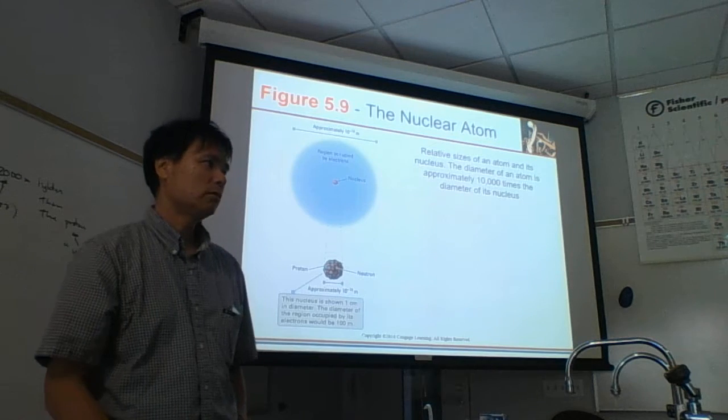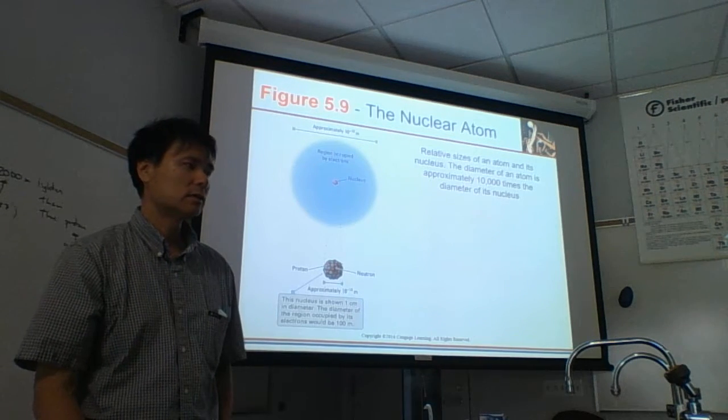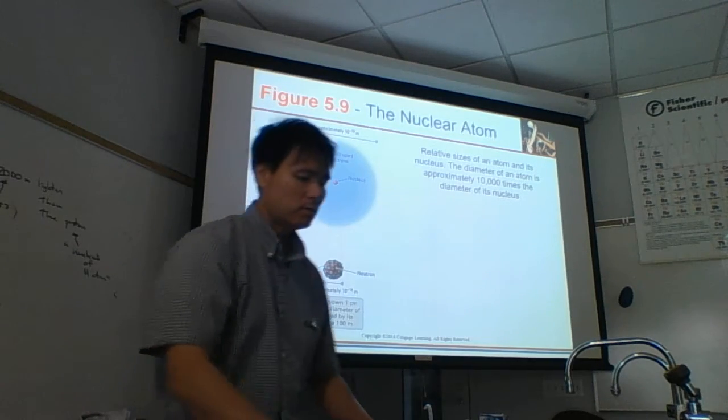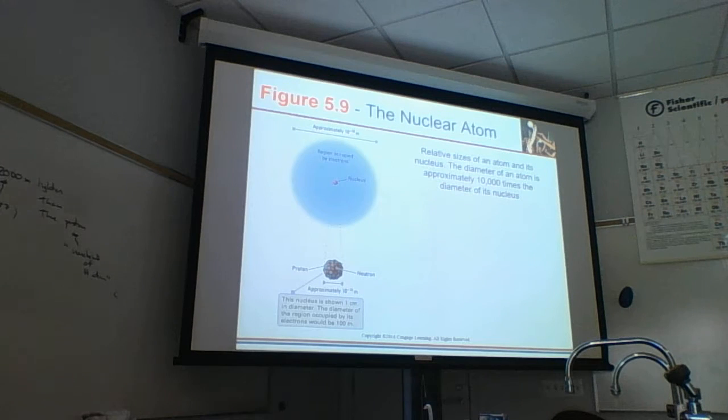Pico is 10 to the minus 12. Nano is minus 9. So if we're looking at 1 times 10 to the minus 10 meters, let's go to 10 to the minus 9. If we make this number bigger, the exponent has got to go smaller. So it would be 0.1 times 10 to the minus 9 meters, which is equal to 0.1 nanometers.